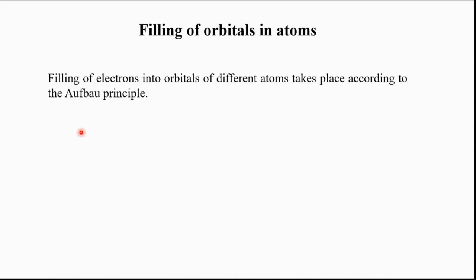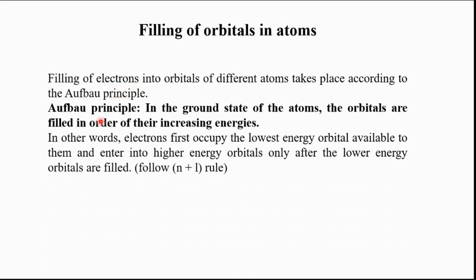starts with considering the Aufbau principle. The Aufbau principle is a very important principle, and Aufbau in German means building up. So we are trying to build up the electrons, or fill the electrons, in the various orbitals, and this is only possible with this Aufbau principle. So what is this Aufbau principle? It states that in the ground state of the atoms, the orbitals are filled in order of the increasing energies.